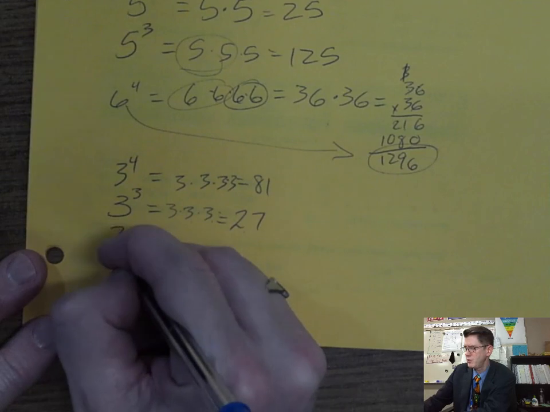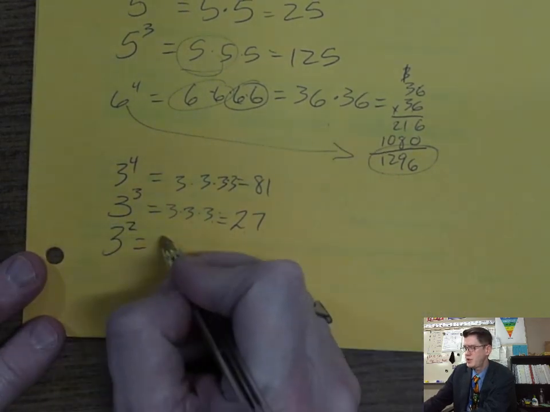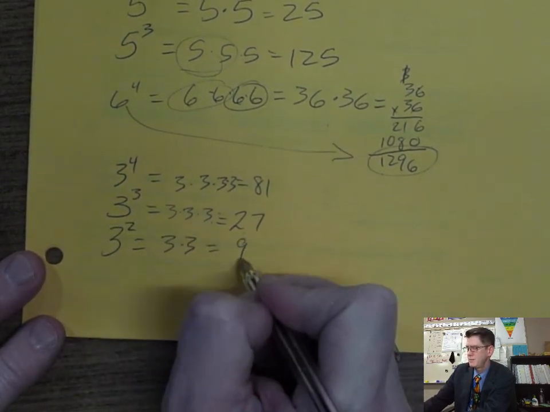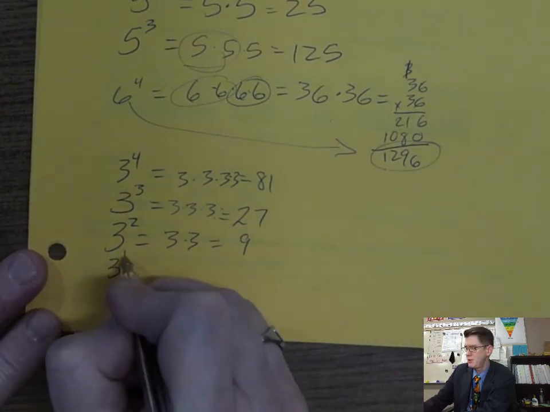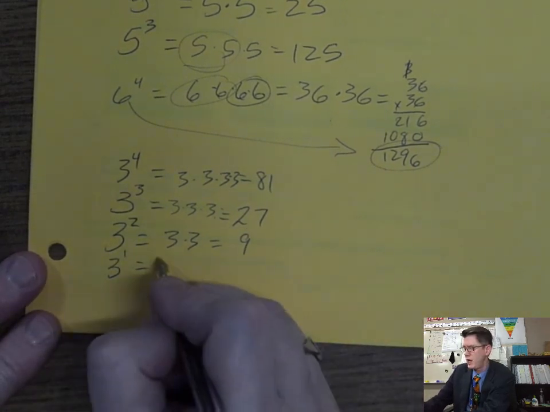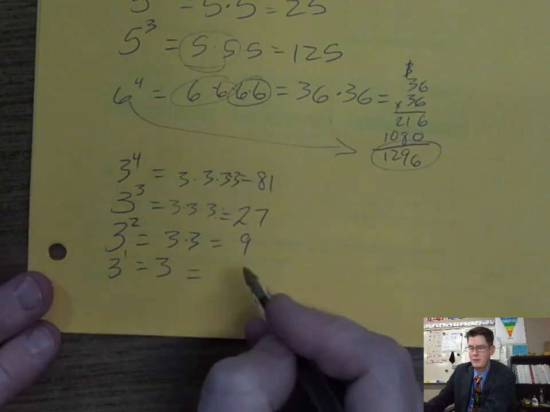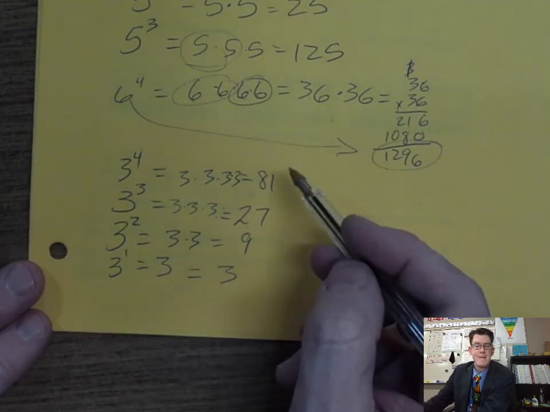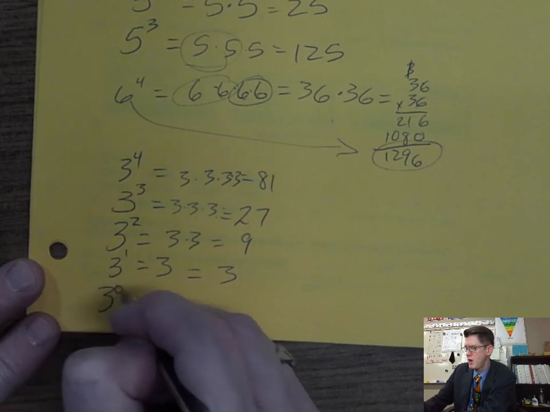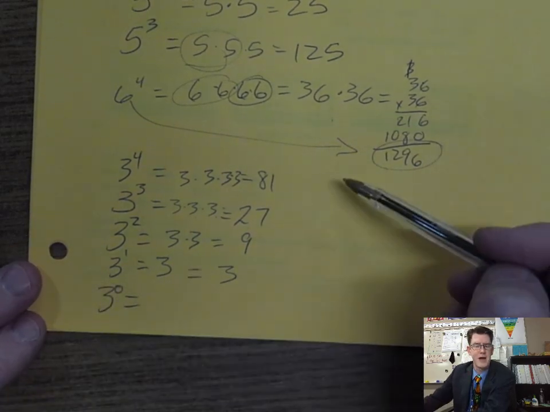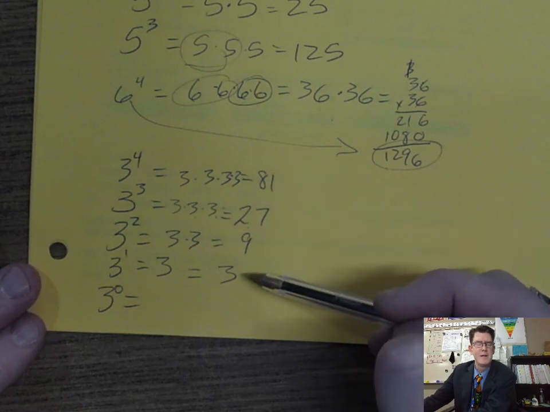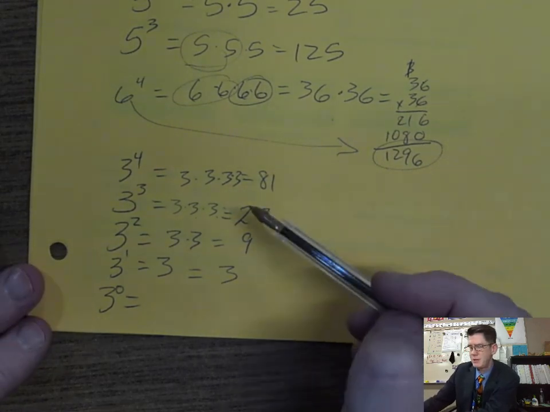Let's go backwards. What's 3 squared? What's 3 times 3? Well, that's 9. And let's keep going. What's 3 to the 1st power? What's 1 3 multiplied? Well, it's just 1 3. It's 3. Let's just keep going there. What's 3 to the 0? Whoa, there's no 3s there. What do I put there? Well, if you follow this pattern, you're going to find the answer. It's a math definition question.